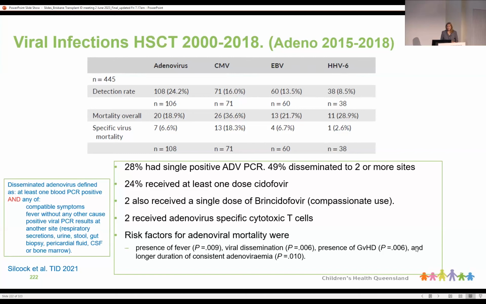But we could pull out some risk factors which are consistent with the literature and the evidence. So viral dissemination, risk factors for progression and mortality: presence of GVHD, and a longer duration of persistent adenoviremia.